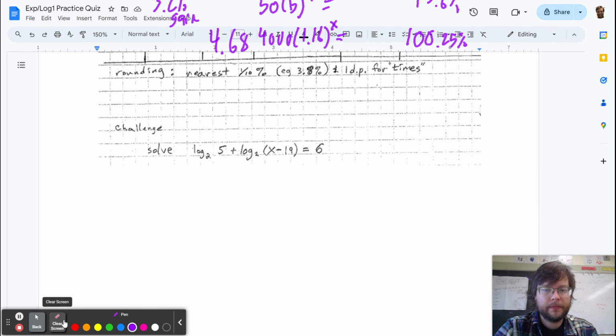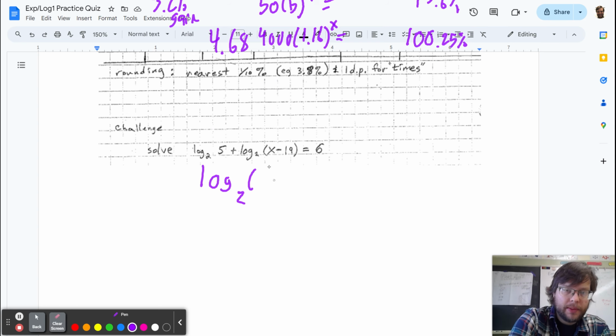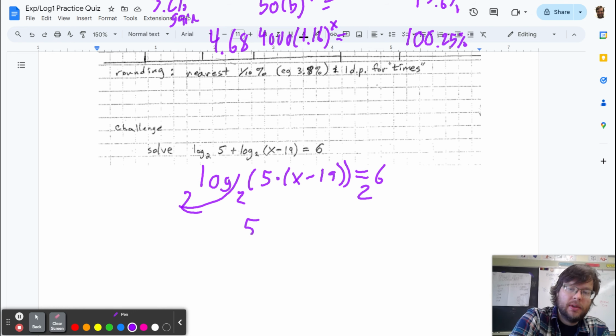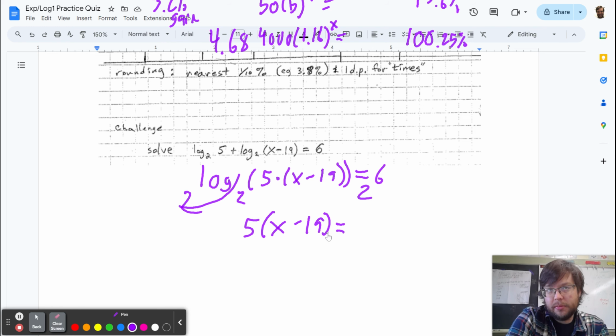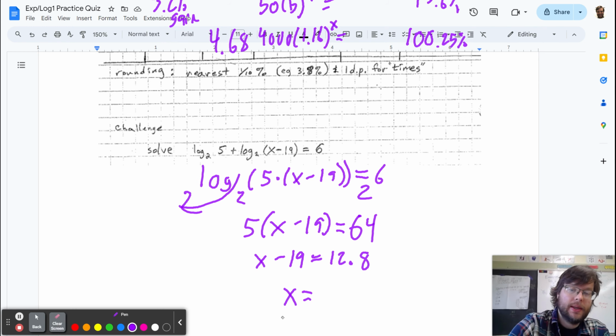All right, last one. We've got an equation. We can use our log rule to bring together that it's 5 times x minus 19. Addition becomes multiplication. We can change it to exponential version by getting rid of the log base 2. So I have 5 times x minus 19 equals 2 to the 6th, which is, I guess, 64. Then I can divide by 5, and I get 12.8. And then I can add 19, and I get 31.8.